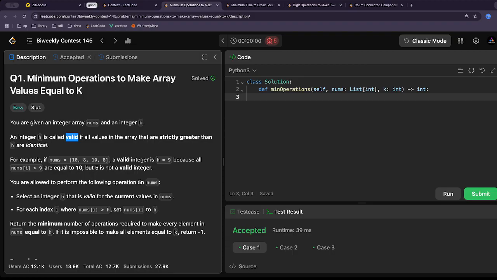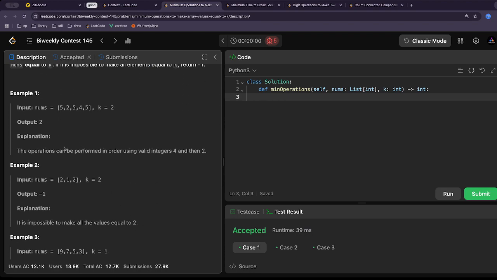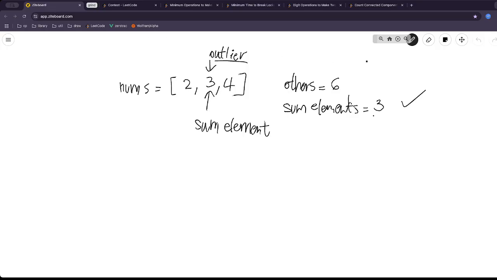You're allowed to perform the following operation on nums. Select an integer h that is valid for the current values in nums, and for each index where nums of i is greater than h, we set nums of i to h. Return the minimum number of operations required to make every element in nums equal to k. If it is impossible to make all elements equal to k, return -1. And here we have an example. So maybe we can work out this example.